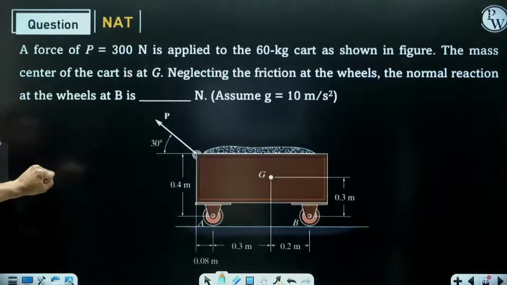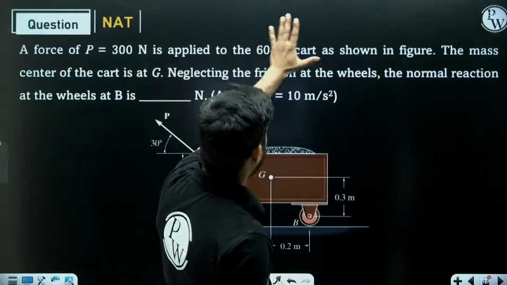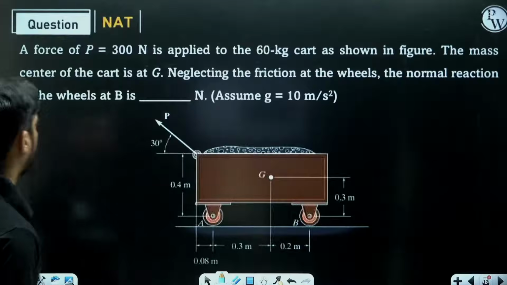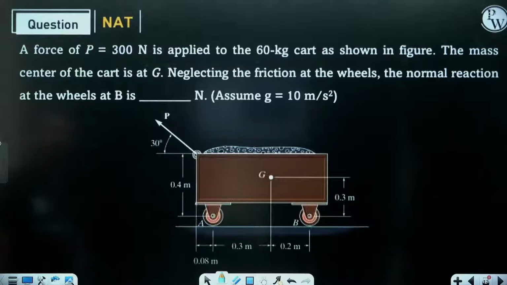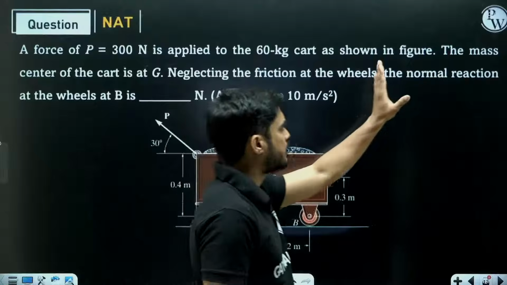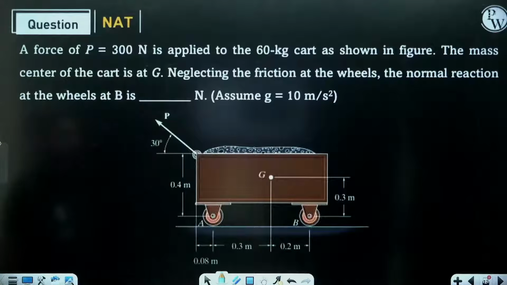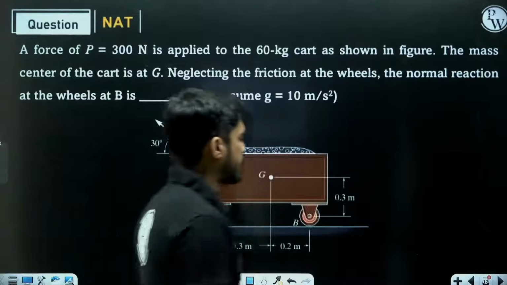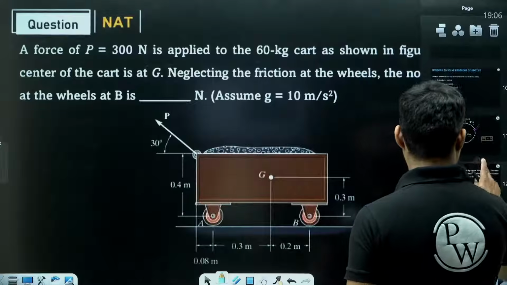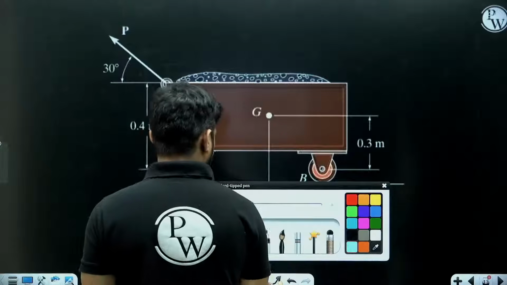Let's say this is a problem. A force of P equal to 300 Newton is applied to a 60 kg cart as shown in the figure. The mass center of the cart is at G. Neglecting friction at the wheels, the normal reaction at the wheels at B is... They are asking you to find the normal reaction at B. Now understand, if you draw the free body diagram, how will it look?